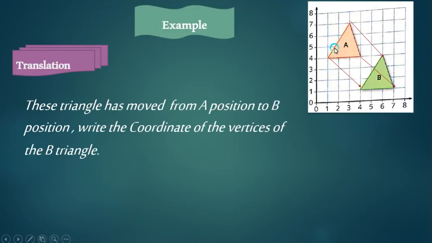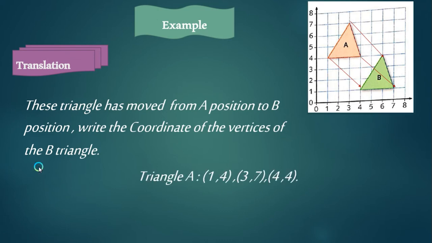Example: I have this grid and I have a translation. I have this triangle A, and I translate it to this position B. This triangle has moved from position A to position B. Write the coordinates of the vertices of triangle B.